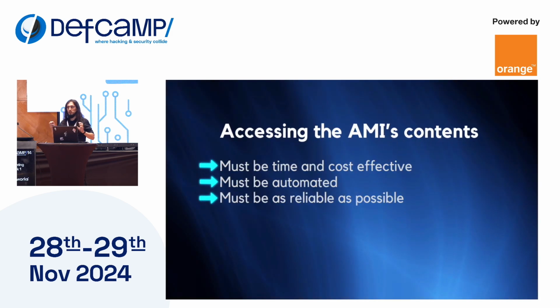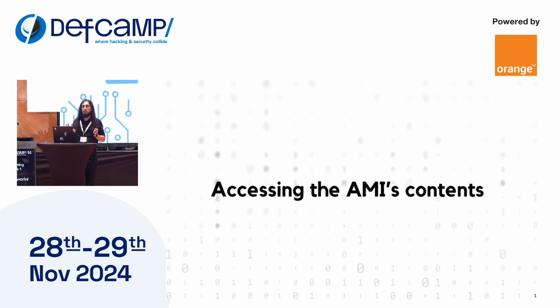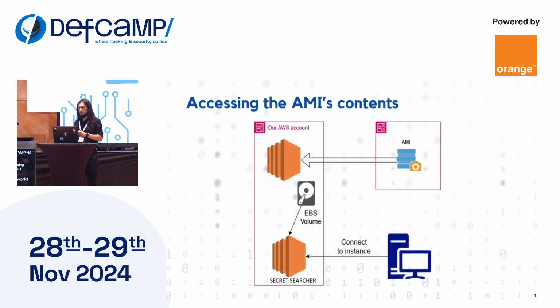Good. Now, we had our list of AMIs to scan. And now we have to find a way to access the contents within the AMI. And this method must be time and cost effective, must be as automated as possible, and also as reliable as possible. And during our research, we tried 4 different methods to access the contents from an AMI, and all 4 of them work in some cases, but only this one worked for our scenario.